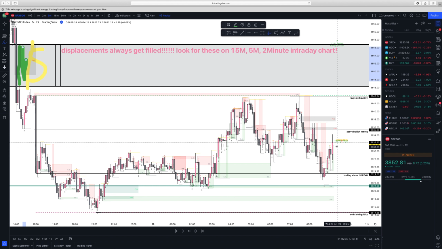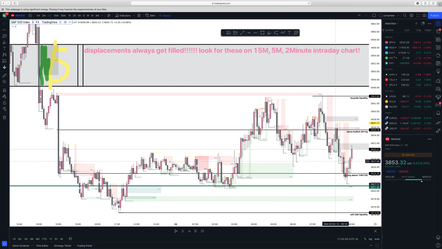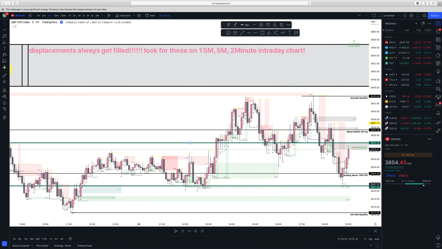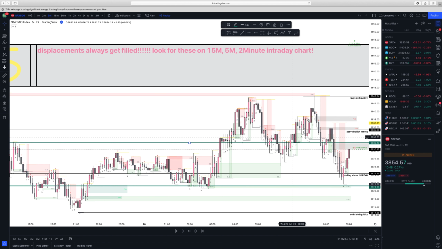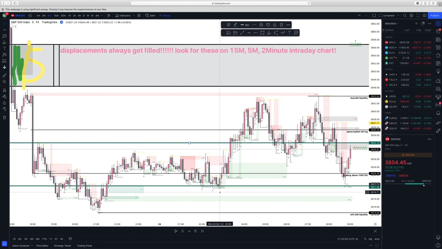Another thing, once it started trading above the fair value gap, so I'm going to back my candle up one candlestick. Once it started trading above this fair value gap here at 38.32, I was pretty much sure that it was definitely going to go up. So once it starts trading above a fair value gap, then it's letting me know that the market's going towards buy side liquidity. It's letting me know that the market is bullish in that moment.